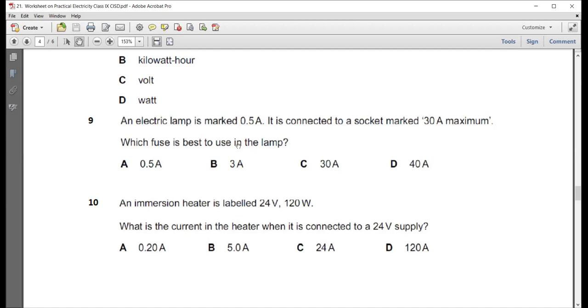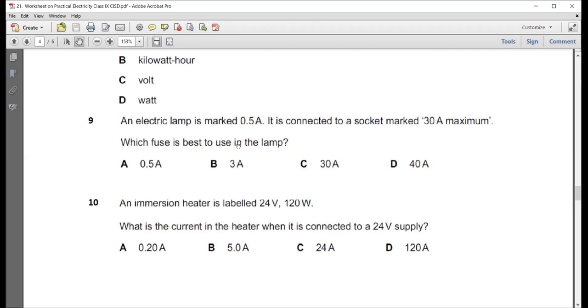Question 10. An immersion heater is labeled 24 volt, 120 watt. What is the current in the heater when it is connected to a 24 volt supply? Okay, so you calculate it, then tell me the answer. Do the working, everyone, then tell me the answer. 0.2 A. You do the working. Sir, I did it using the formula. Sir, P is equal to IV. Sir, B. I think B. B, yes, very good. How B? Can you explain? Yes, sir.